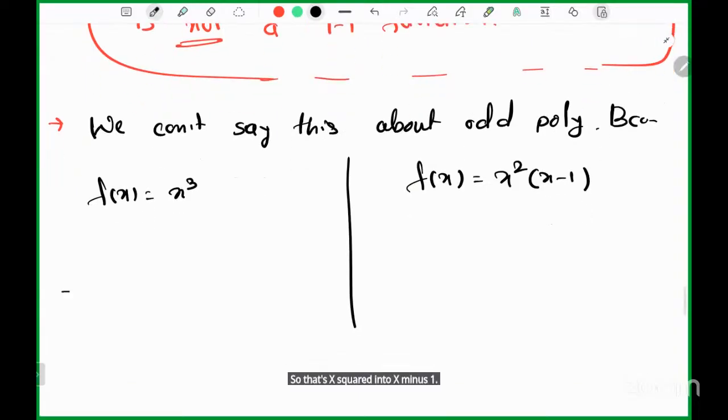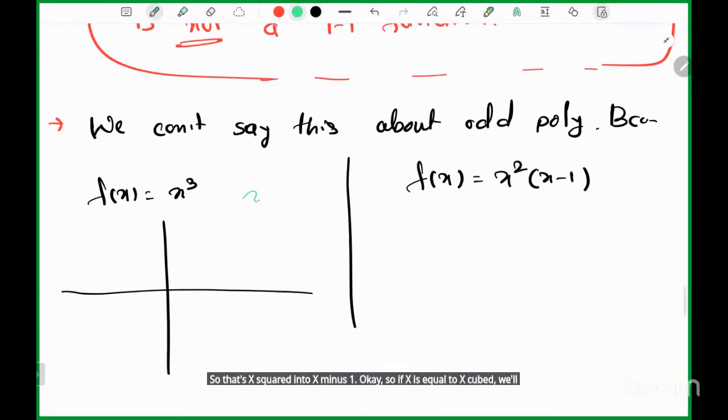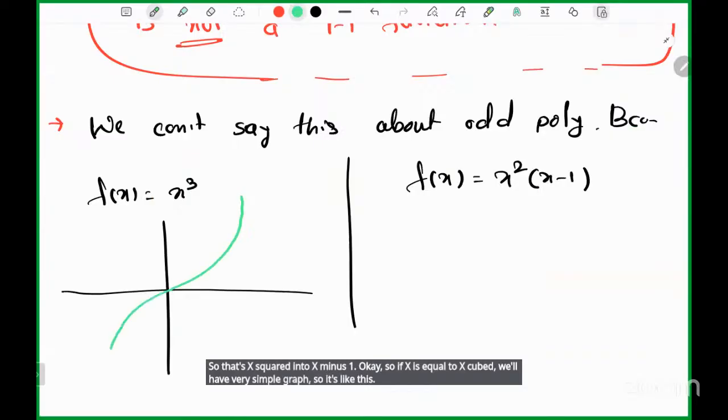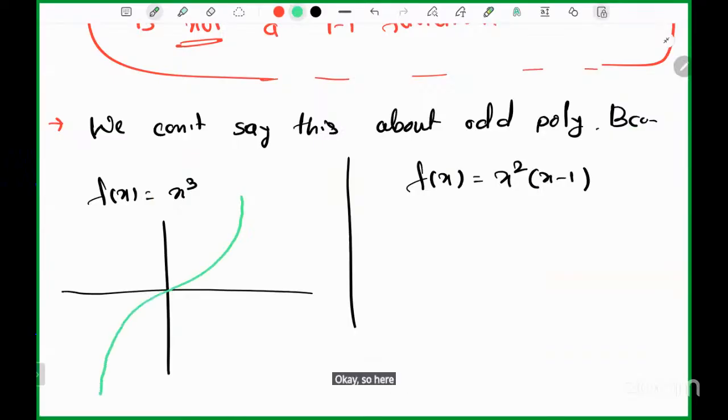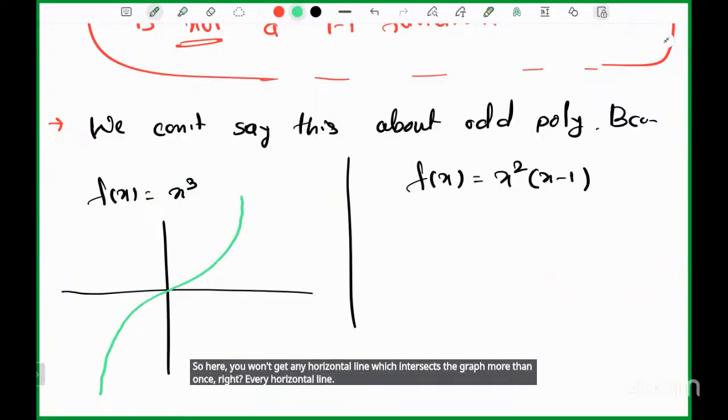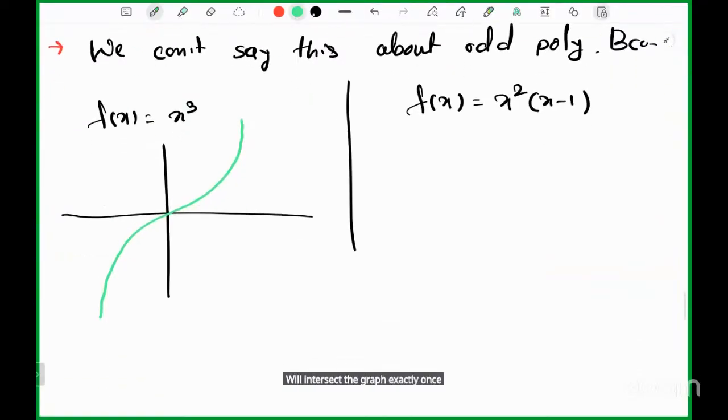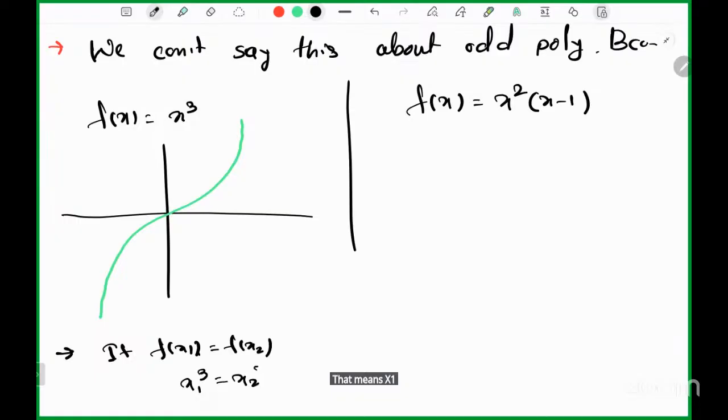So f of x equals x cube will have a very simple graph. It's like this, right? Here you won't get any horizontal line which intersects the graph more than once. Every horizontal line will intersect the graph exactly once. So that's why this is a 1-1 function. Also, you can figure it out by the expression, right? If you take f of x1 equals f of x2, that means x1 cube equals x2 cube, and that means x1 equals x2. So it's simple that it's a 1-1 function.